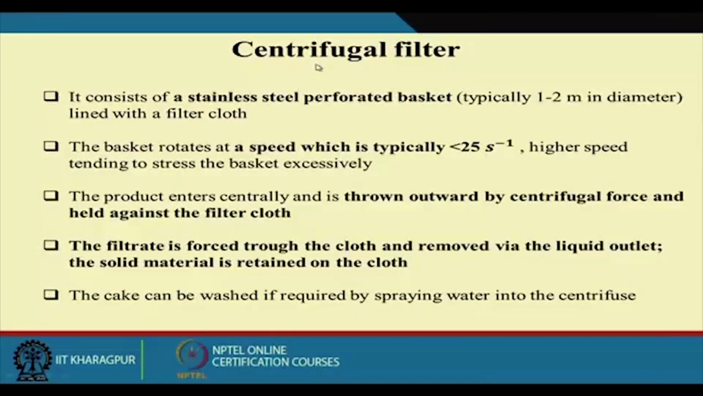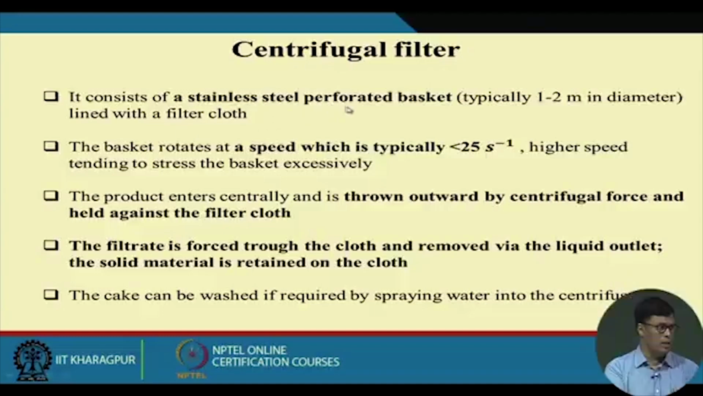Now today another solid liquid separation process is left, that is centrifugation, that I shall talk about, and then I shall also discuss other downstream processing that we have. Let me first discuss the centrifugal filter. It consists of a stainless steel perforated basket, typically 1 to 2 meters in diameter, lined with filter cloth. Basically we take the material inside the centrifuge and we rotate it at a high speed.